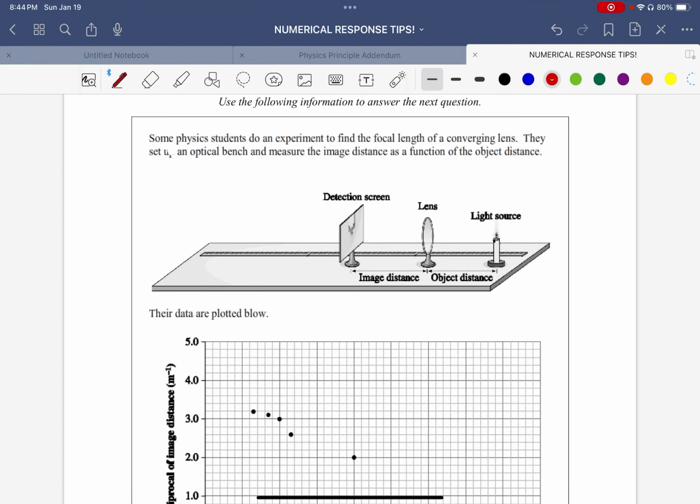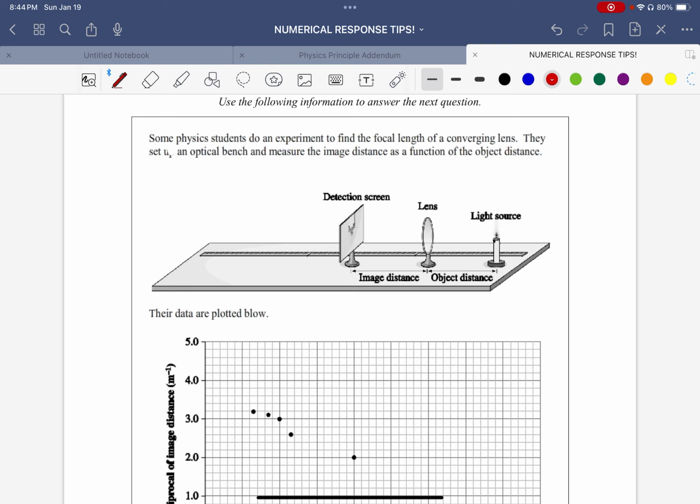I'm looking at graphing numeric response number 2. Now, this one is on page 5 of your numeric response booklet that I gave you in class on Friday. This one says some students do an experiment to find the focal length of a converging lens. They set up an optical bench and measure the image distance as a function of the object distance.